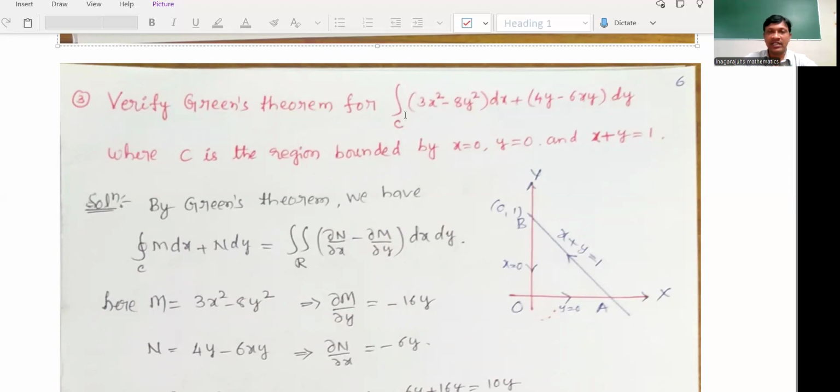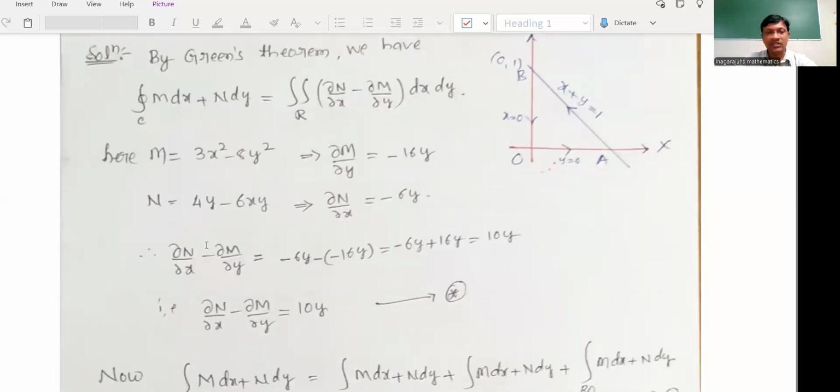It is given in the form of M dx plus N dy. So let M is equal to 3x squared minus 8y squared, which implies dou M by dou y is equal to minus 16y. Let N is equal to 4y minus 6xy, which implies dou N by dou x is equal to minus 6y. Therefore, dou N by dou x minus dou M by dou y is equal to minus 6y minus of minus 16y, which is minus 6y plus 16y, equal to 10y. So dou N by dou x minus dou M by dou y is equal to 10y. Let this be equation star.